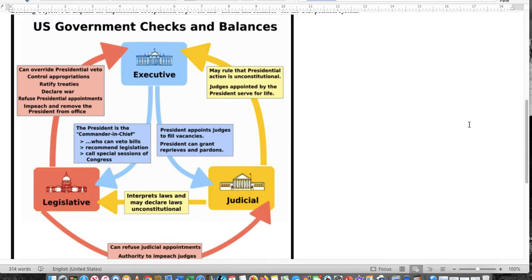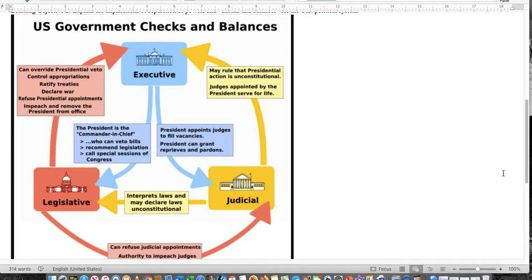When you're going into the exam, what you want to have is probably 2 to 3 loaded up, ready to go. So 2 legislative checks against the executive and judicial, 2 executive against the legislative and judicial, and then 2 judicial versus executive and legislative as well.